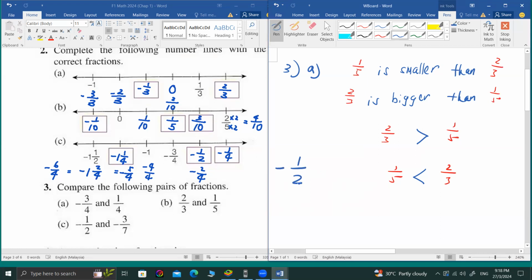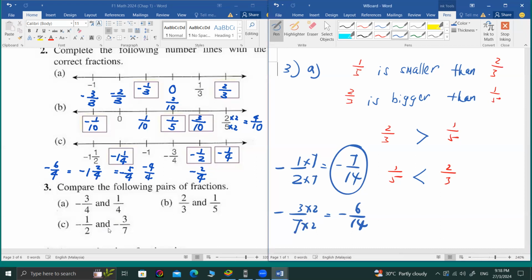Negative 1 per 2 and negative 3 per 7. Okay, we check. Times 2 times 7. This one smaller, is it? This smaller. So you choose a smaller. Negative 1 per 2 is smaller. Negative 1 per 2 is smaller than negative 3 per 7. Got it? So now how to see which one smaller, which one bigger already? Here? Okay, next. All can follow? Know how to write already? Yeah, next.